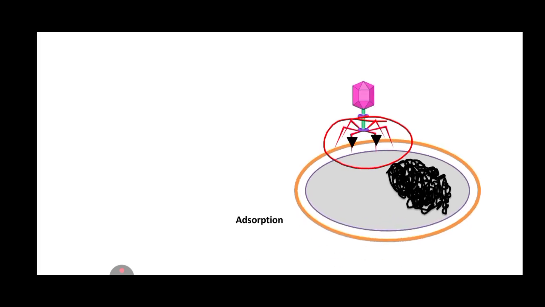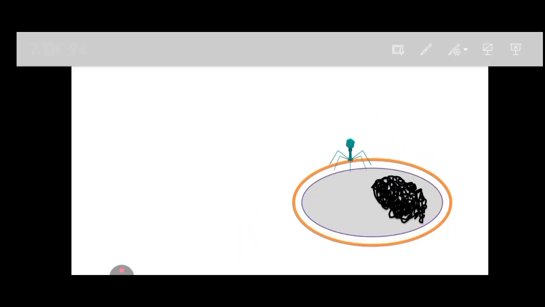So after adsorption, you could see a small thread-like structure. Let me zoom in. A small thread-like structure, and what does it mean? Remember this particular point. I want to focus on this point: a small tube-like structure that pierces the cell wall and reaches the cytoplasmic membrane.